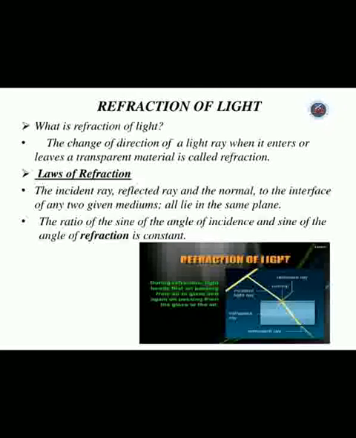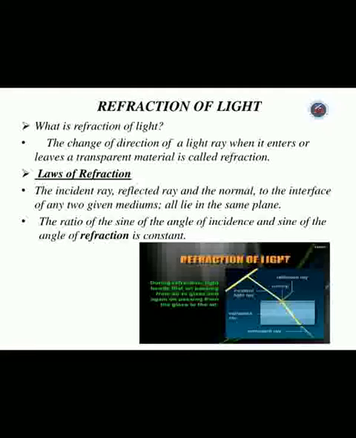In this slide, we will discuss the refraction of light. So, what is refraction of light? The change of direction of a light ray when it enters or leaves a transparent material is called refraction. Like the laws of reflection, we also have the laws of refraction. So let's go through it once.